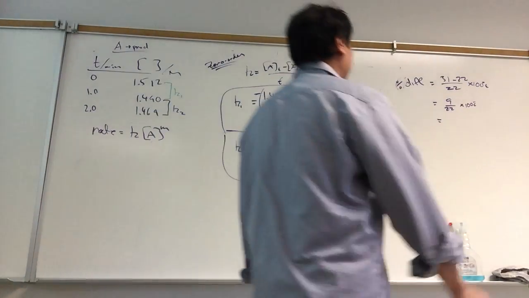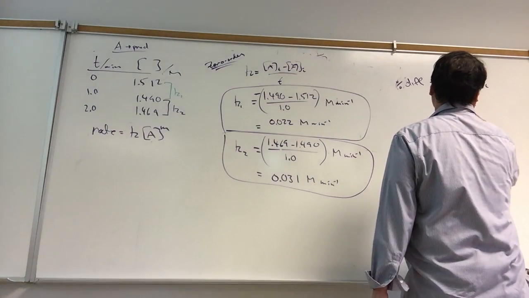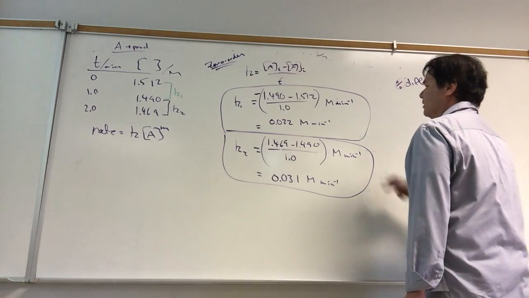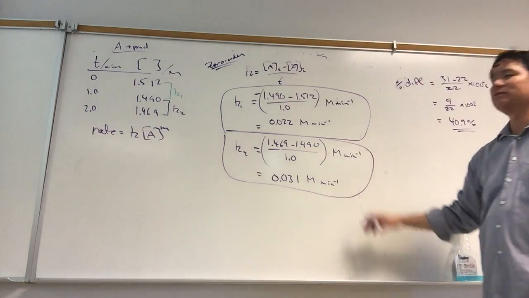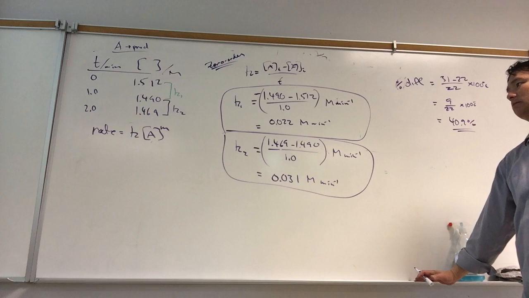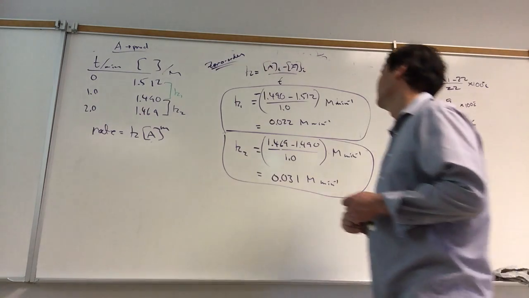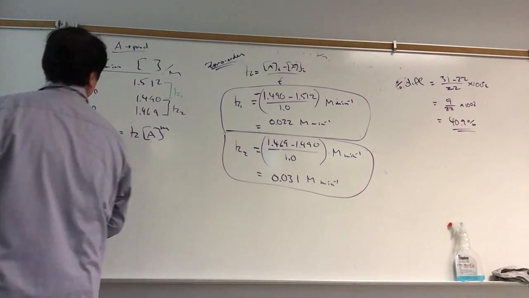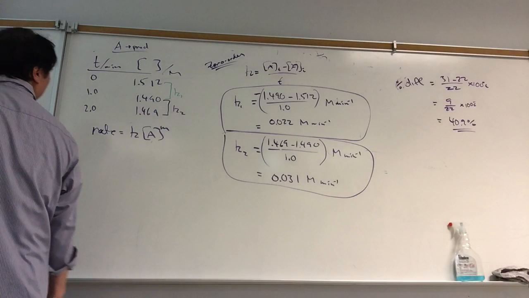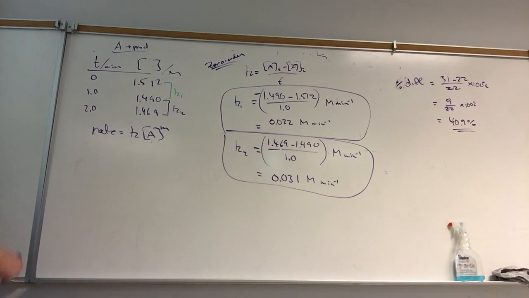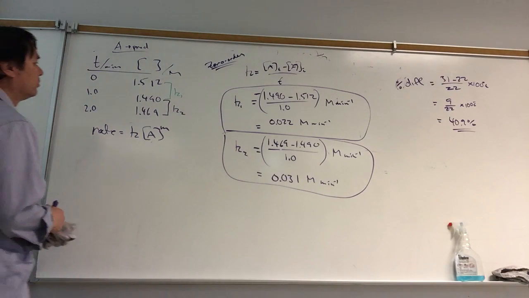40.9%. So the two slopes are quite a bit different, actually. Did the math correct? All right. So that's zero order.